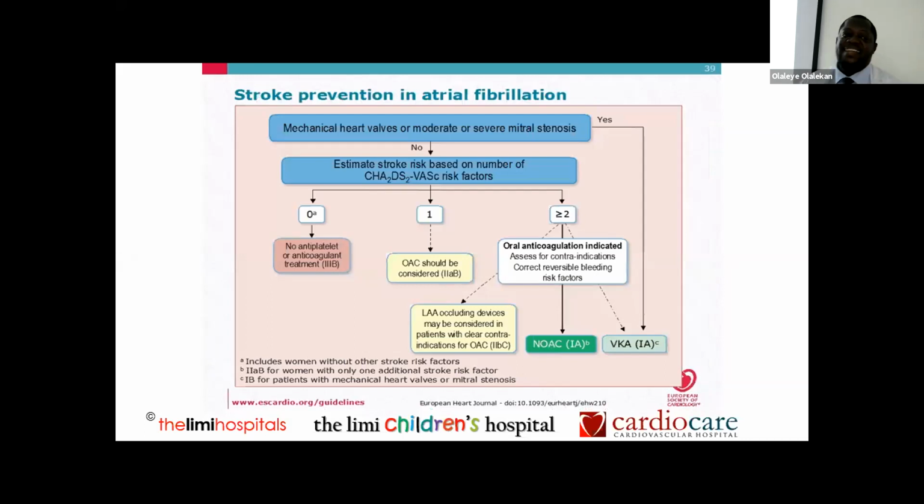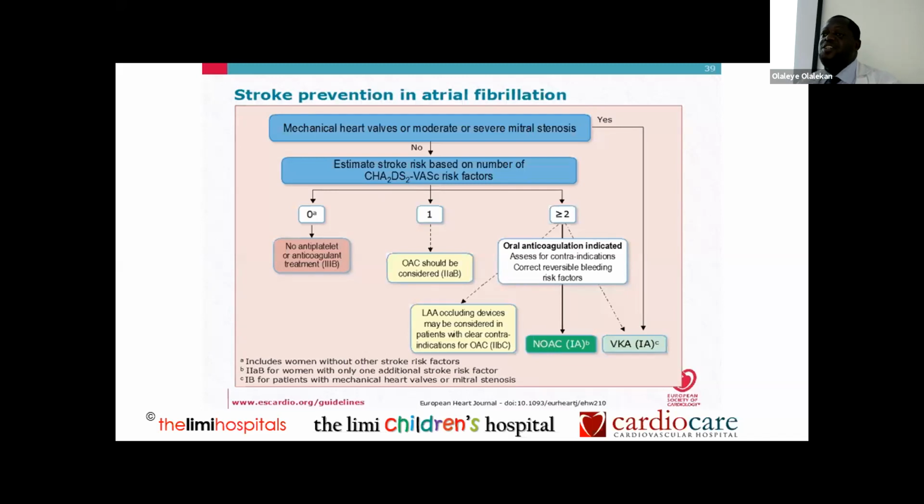So after assessing the stroke risk using the CHA2DS2-VASc score, what do you do? For patients with a score of 0, you don't need to give anything because the risk of stroke in them is very, very low. For patients with a score of 1 for male or 2 for female, in the past it used to be said that you should give them aspirin. But the latest update is that you should consider the use of oral anticoagulants in this group of patients because it's been found that it is better.